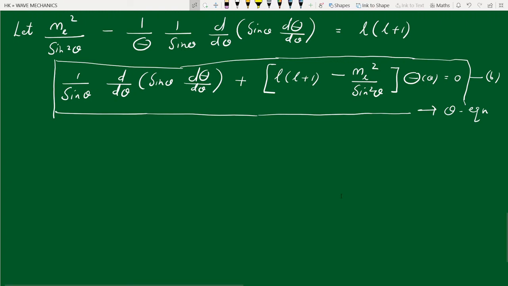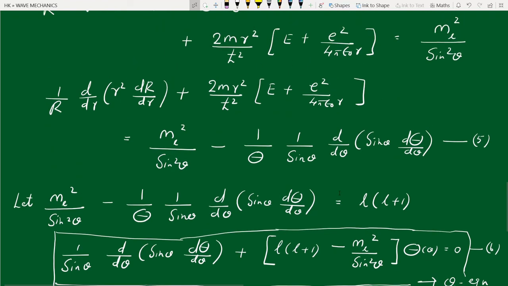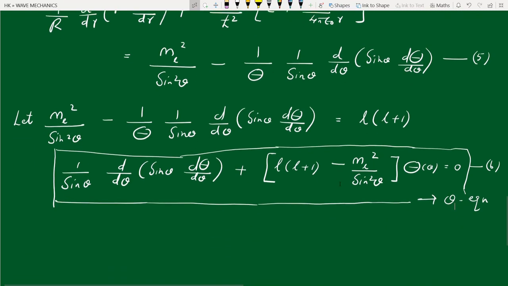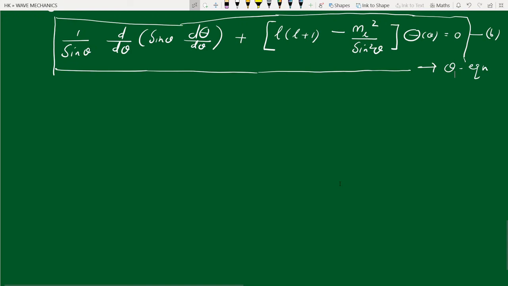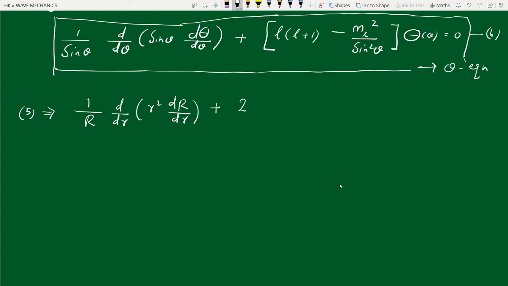Again, let's go back to equation 5. In equation 5, the right hand side we have equated to the constant L into L plus 1. So the left hand side should also be equal to the same constant. Let me equate the left hand side to the same constant now from equation 5. So equation 5 becomes 1 by r d by dr of r square dR by dr, plus 2m r square by h cross square times E plus e square by 4 pi epsilon 0 r, is equal to L into L plus 1.